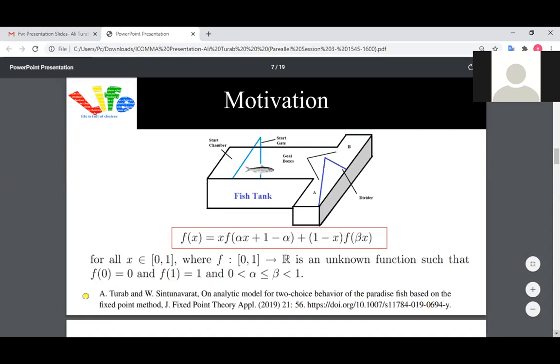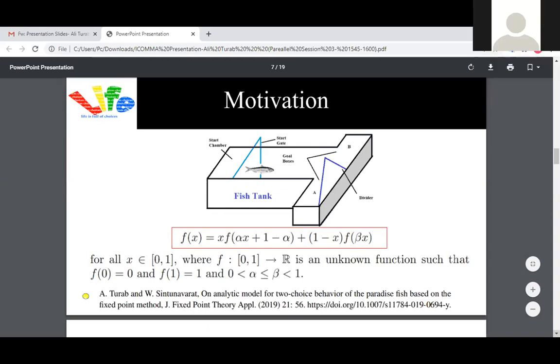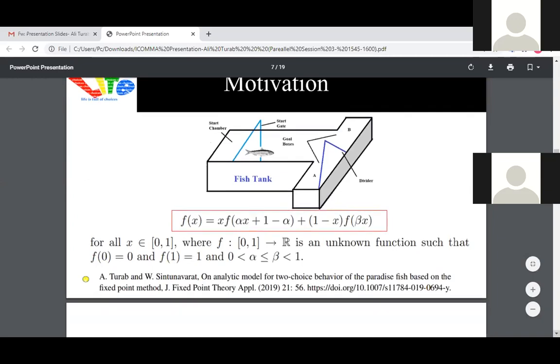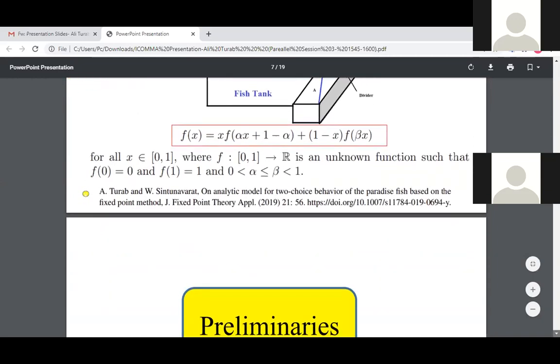Here alpha and beta are in between 0 and 1, and f of 0 equal to 0 and f of 1 equal to 1 are the boundary conditions for such models. Our aim is to generalize such models, discuss a general model, and find the existence and uniqueness of such a model when a predator has 2 choices. This is our aim.